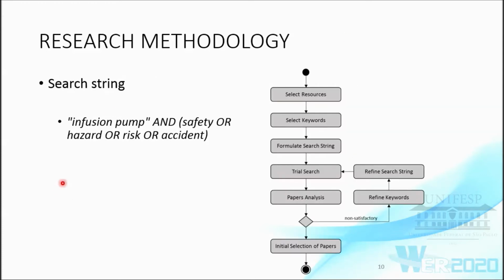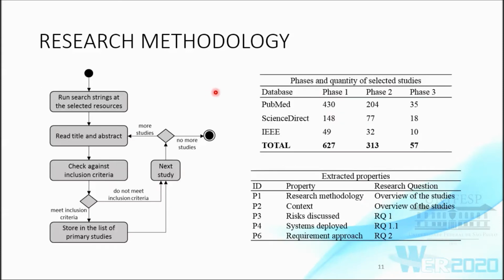The search string used was this one: infusion pump and safety or hazard or risk or accident. And the method to refine the search string was to run a few trial searches to verify the outcomes. With the search string defined, the selection procedure was to read the title and the abstract of the paper and check them against the inclusion criteria. And by the end of the search, we had a list of 57 papers to get fully read.